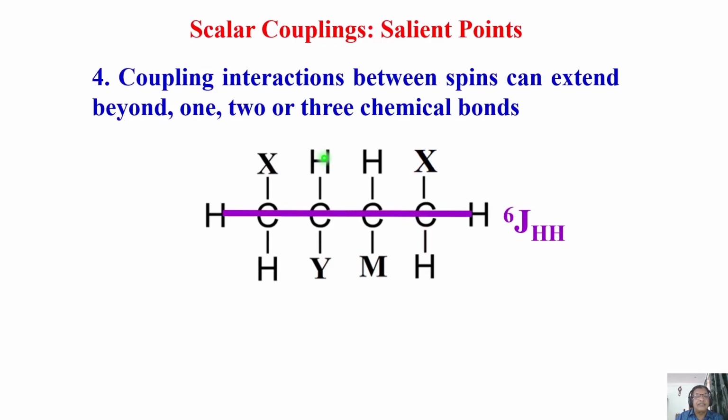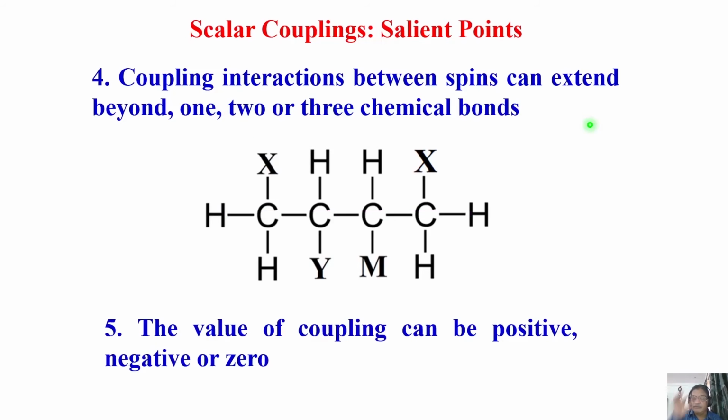So it can extend beyond 1, 2 or 3 chemical bonds. Of course, the interaction strength decreases. I will tell you later when we go. The strength of interaction is more when it is 1 bond or 2 bonds. The order decreases: 1 bond is larger, then 2 bond, then 3 bond, then 4 bond, 5 bond, like that. And there are always some deviations and exceptions in NMR that we will discuss later. But this is the main important point. Coupling interactions between spins can extend beyond 1, 2 or 3 chemical bonds.